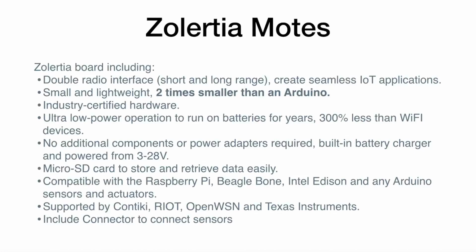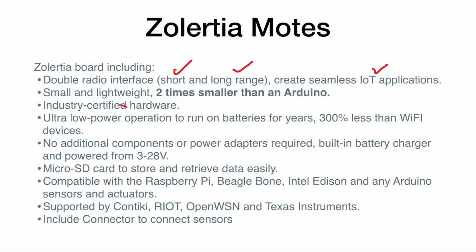Okay, in Zolatia motes, what are the different features available? This is not only relevant to Zoul, it's for both Z1 and Zoul. Dual radio interface, so it has both short and long range interfaces. That creates seamless IoT applications. Even in short range as well as long range. If you want to deploy a sensor on a highway for monitoring vehicles, you can do that. And if you want to deploy something inside a home and monitor it, you can still do that. So it has both capabilities.